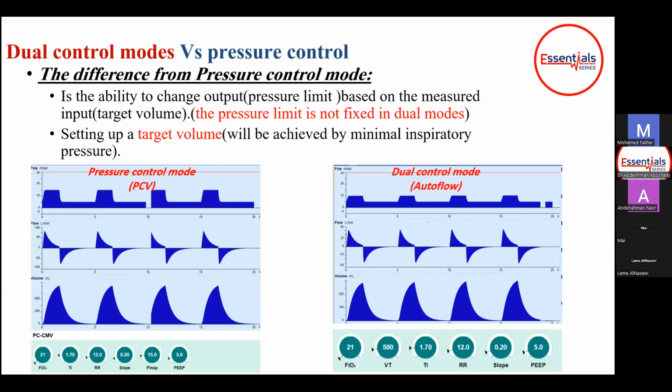So the difference between pressure control mode is that the target tidal volume is set in the dual control modes, like AutoFlow, volume support, and PRVC, but there is no setting of tidal volume in any PC mode or any pressure control mode other than the adaptive or dual control. They both use a descending flow pattern, and this is more synchronous for the patient. They allow the patient to choose his inspiratory flow, so this achieves more synchrony.